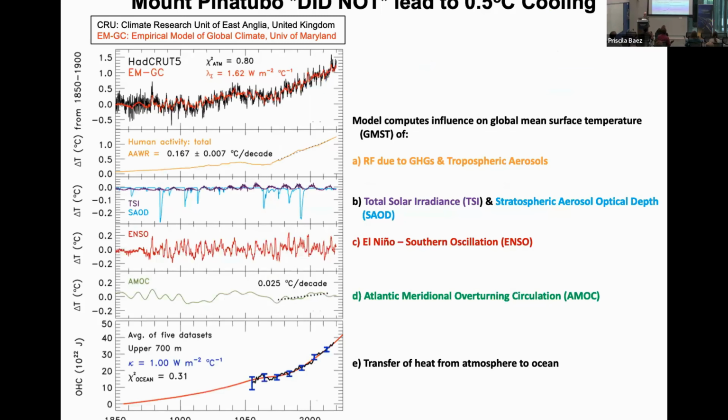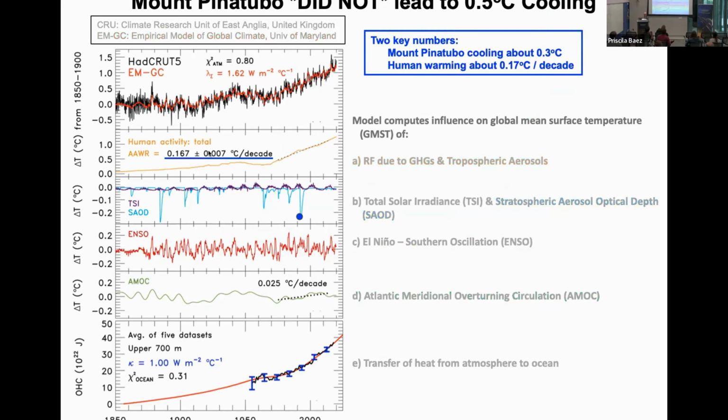One of the papers that shows that it's a bit flawed is this paper that Laura led. This is McBride et al., 2021. I want you to take away 2 numbers from this. Here is our estimate of how much cooling we had from volcanoes. Pinatubo cooled at most 0.3 degrees. It didn't last for years. The deep cooling was very short. And also, we're warming the climate at about 0.17 degrees per decade we get out of our model.